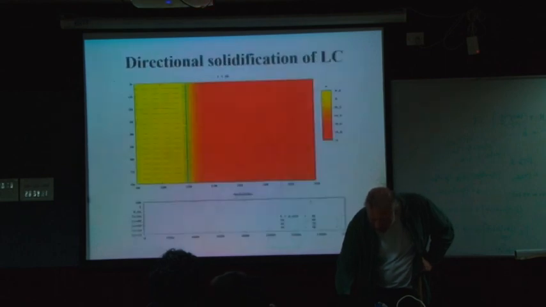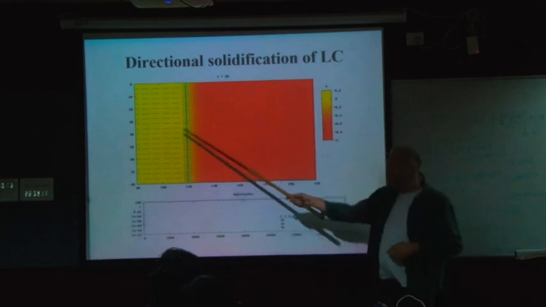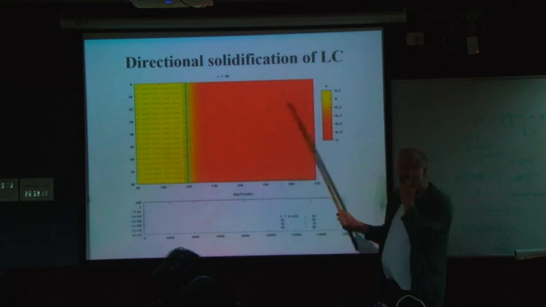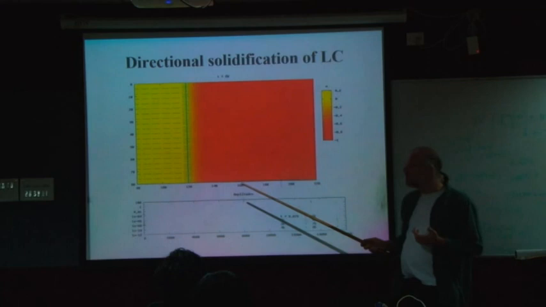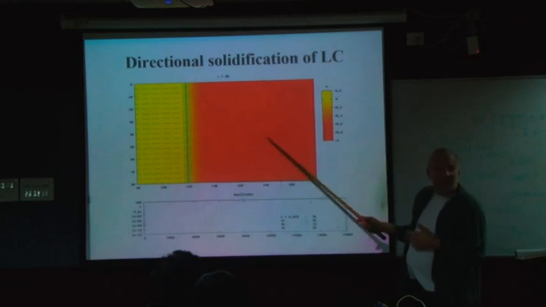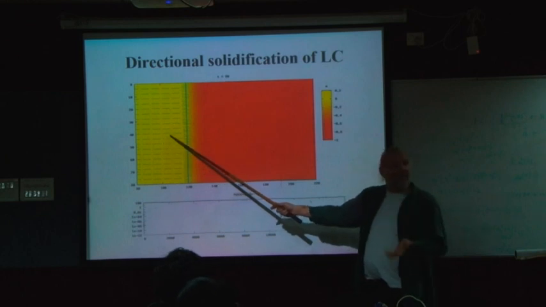I can maybe just show the final movie. Here's the directional solidification of a nematic liquid crystal in contact with an isotropic phase. Now, what's the difference with the standard solidification behavior? In the liquid, we have an isotropic state. In the solid, we have an orientational ordering.